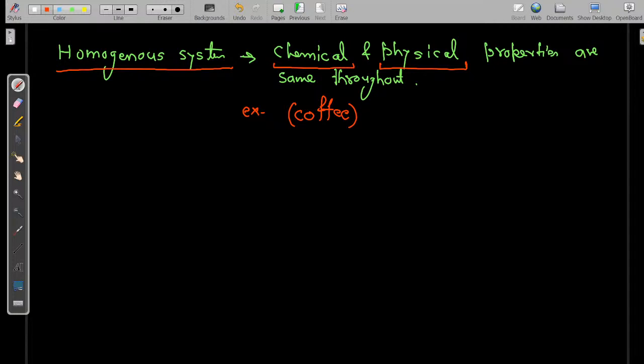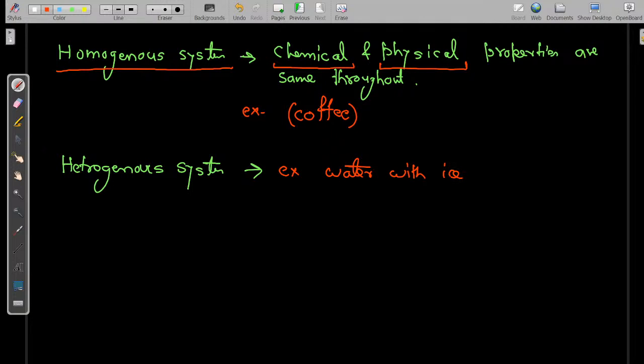Okay. On the other hand, opposite to homogeneous is heterogeneous system. The example of heterogeneous system is water with ice cube. The best example of the heterogeneous system is water with ice cubes.